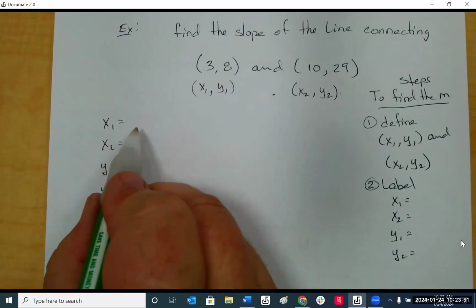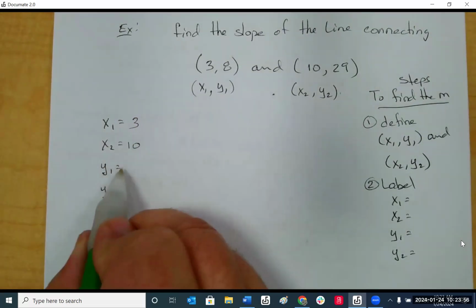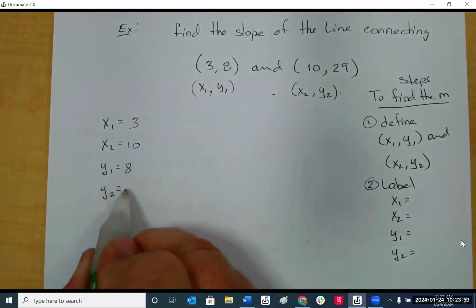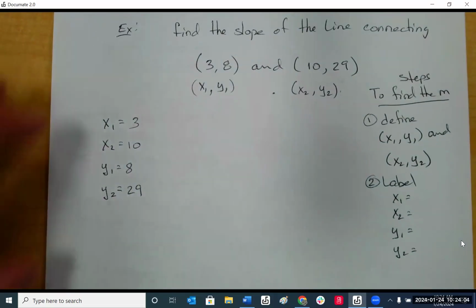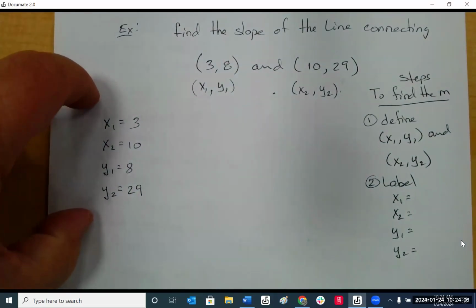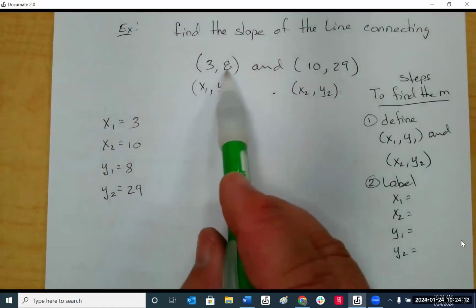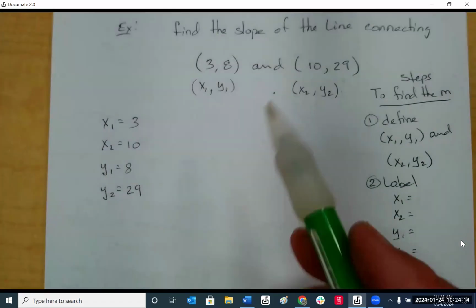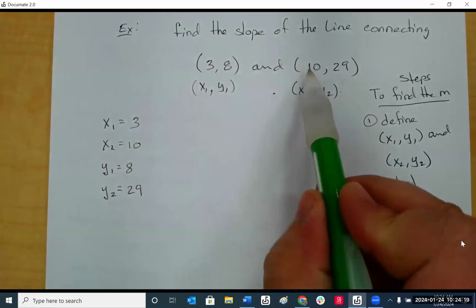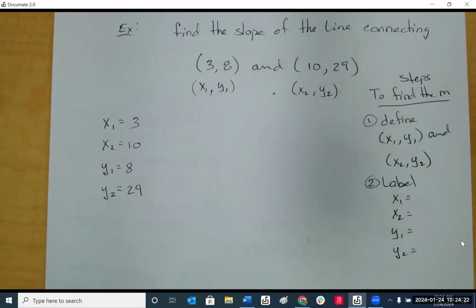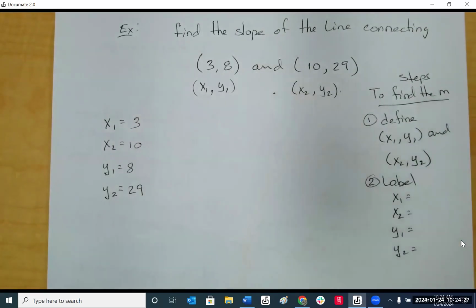So what is x1? What is x2? Y1 and y2. Once you label them, it'll decrease the chance of error. Because the most common mistake students make, if they just try to use the points themselves, invariably, the most common mistake, is mixing up x1, x2, y1, y2. It's easier to read that way. So label each point as an x and y component.